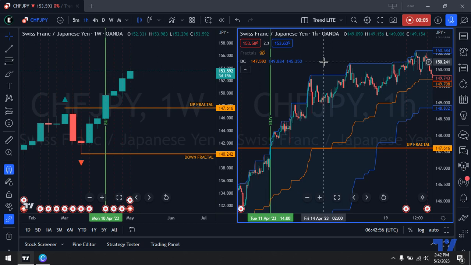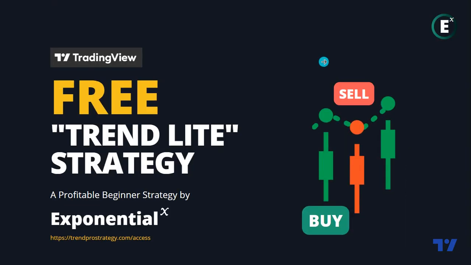Today we'll be talking about a free strategy that beginners or even intermediate traders can immediately use as part of their trading toolkit to start becoming profitable. I call it Trend Lite, and as the name suggests, it's a trend trading strategy that uses multi time frame confluences as well as price action to determine the best time to enter markets.